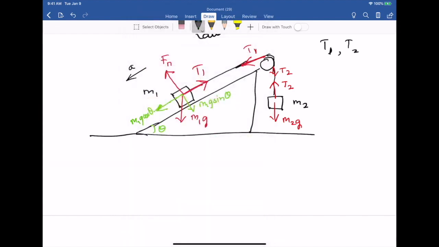T1 and T2 mean separate tensions because the pulley has mass. And I'm going to prove this point a little bit later. At the end of this problem, I'm going to show you, it's probably going to be obvious to you, but I'll also show you why the tensions would be different if the pulley has mass. For now, let's just assume that the tensions are different and go from there.